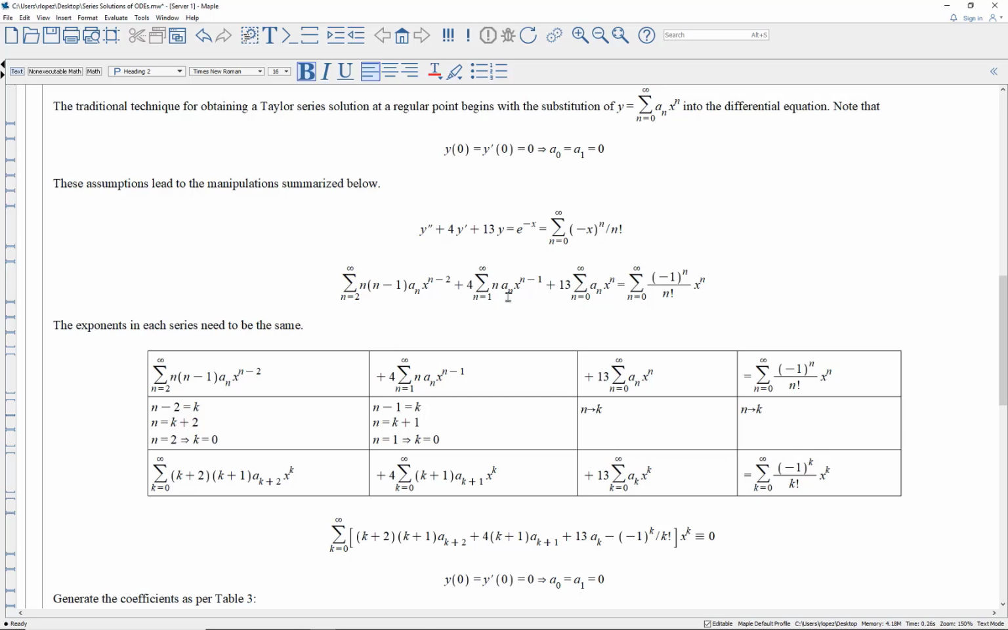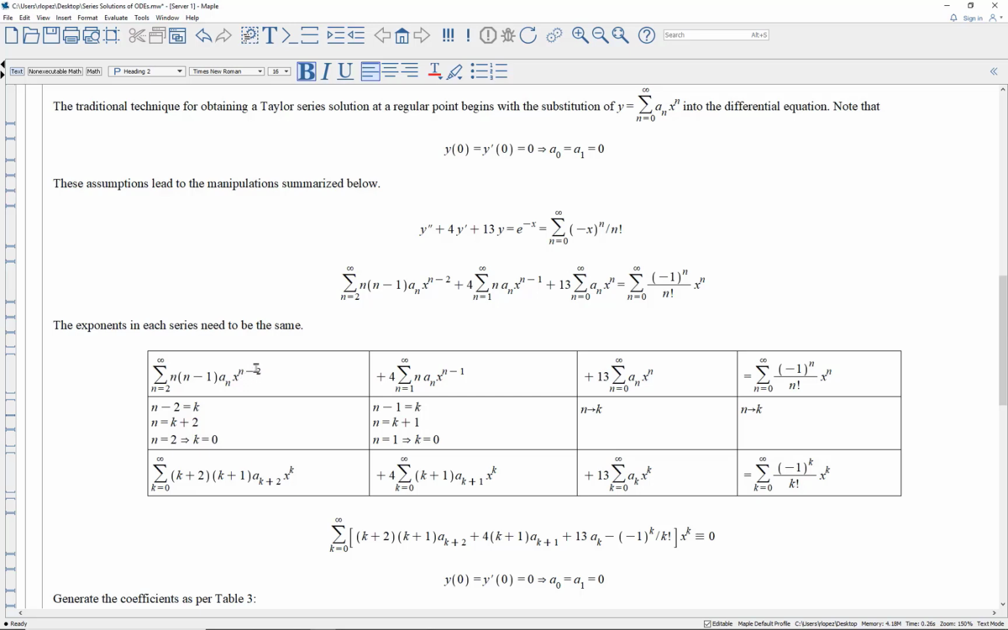Here you have the first derivative. You get n x to the n minus 1. And when n is 0, nothing there. So you start this series at n equals 1. No change here. And here's the series for e to the minus x. So look at the terms that you have. This term, x to the n minus 2. This term, x to the n minus 1. This term, x to the n. This term, x to the n. And what you want to do is get all of these terms to read x to the n. So you've got some series manipulations to do.